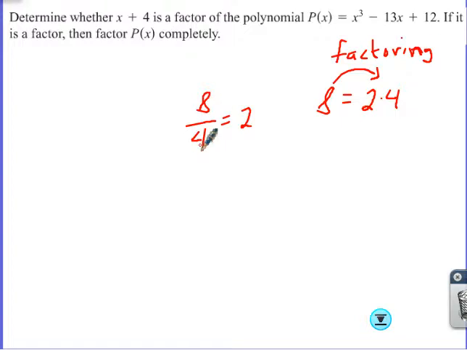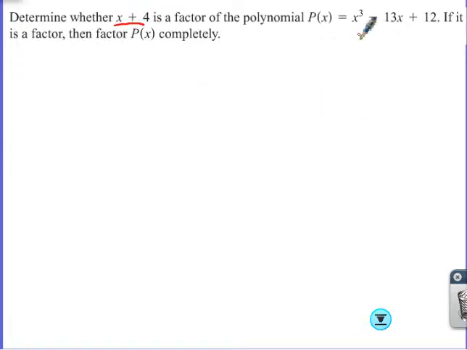So anytime you divide something by another number and you get a remainder of 0, that's vital. Anytime you divide and you get a remainder of 0, that means that that value is a factor, along with this value as well. And we can rewrite that in terms of those two. That's what we're doing here. We're going to see, is this a factor of this? The way we're going to do that is by using synthetic division.